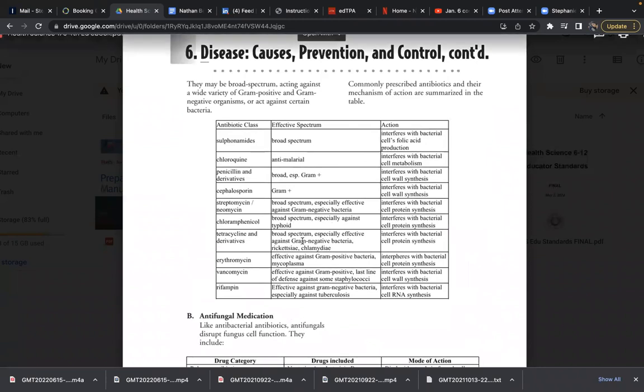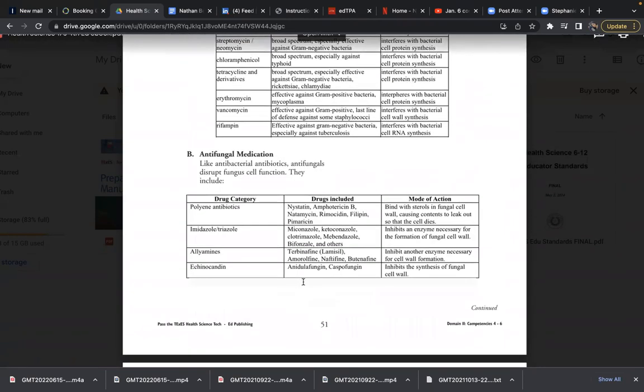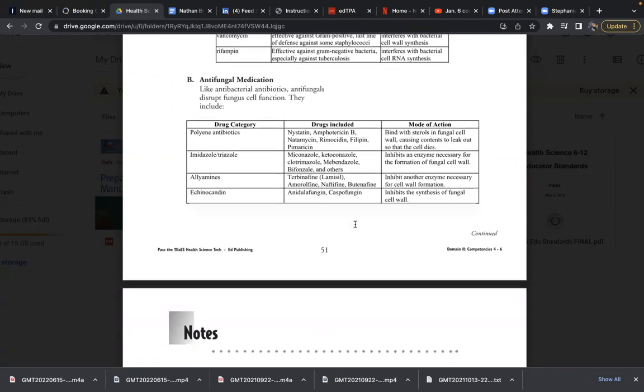Again, with the antibiotics, medications for fungal, it's important to note, like nystatin used with fungus, which is very normal, especially for breastfeeding mothers.